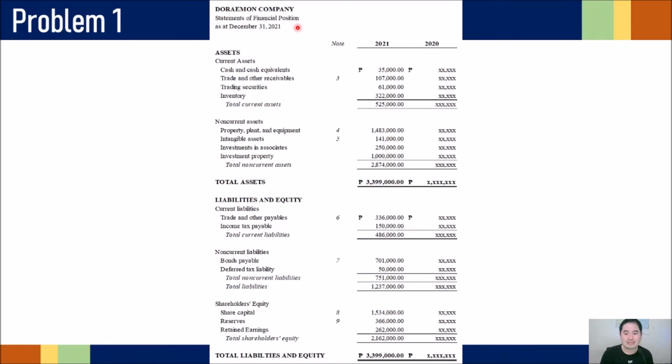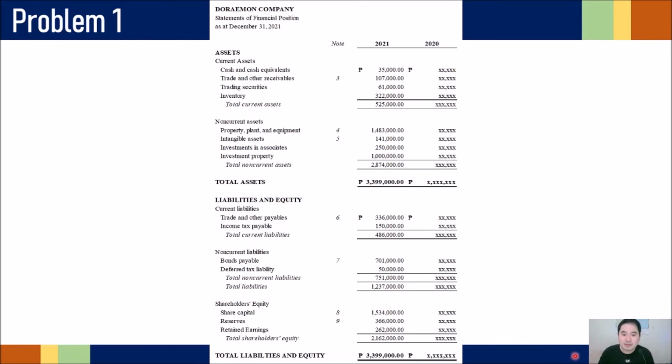Or pwede rin as at December 31. Yung ibang companies naman po ang ginagawa as at December 31. Ganun lang. Kasi nakaspecify na po dito yung 2021 tsaka 2020. So, depende naman po. No? Ang mahalaga naman maintindihan yung ating balance sheet at yung laman niya inside at yung time period na covered niya.